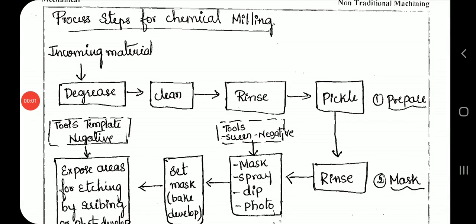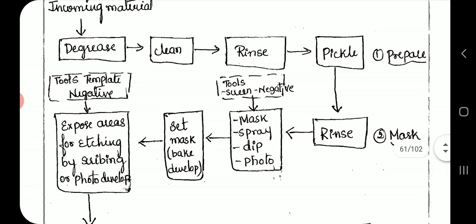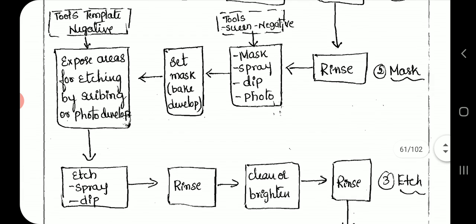Process steps for chemical milling. First stage, prepare: incoming material, degrease, clean, rinse, pickle. Tools and template negative, exposed areas for etching, for scribing, photo develop, rinse, mask spray, dip photo, set mask, bake, develop.